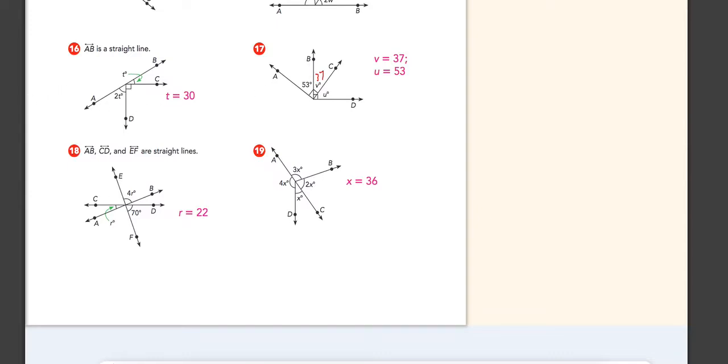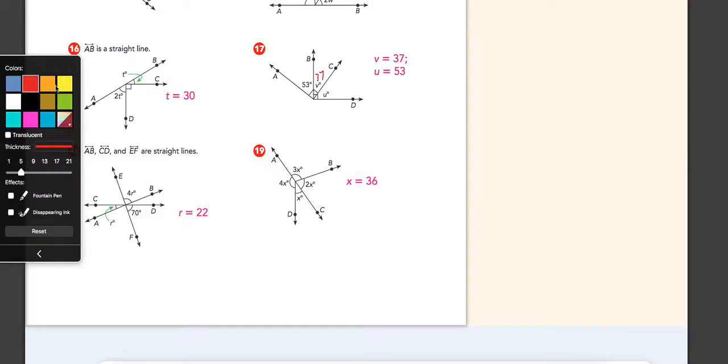Now, let's look at the other right angle. That's here. If I know that one angle is 37, I can say 37 plus U equals 90. I subtract 37 from both sides, and I wind up with U equals 53.